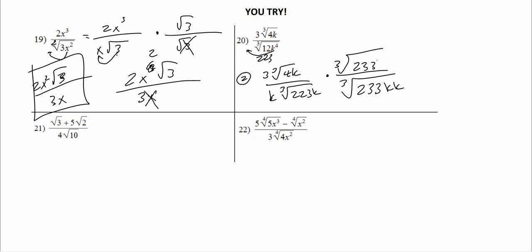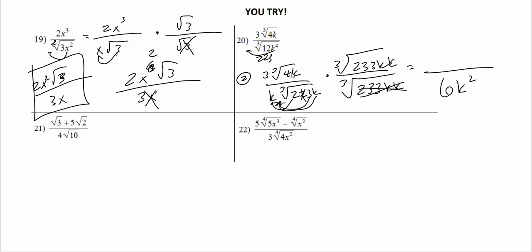So 2, 3, 3, k, k equals: the 2 gets pulled, a 3 gets pulled, and a k gets pulled in the bottom. Everything else disappears. So a 2 and a 3 became a 6. A k times the k that was already there becomes a k squared.